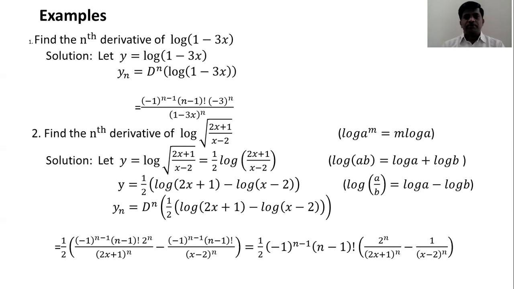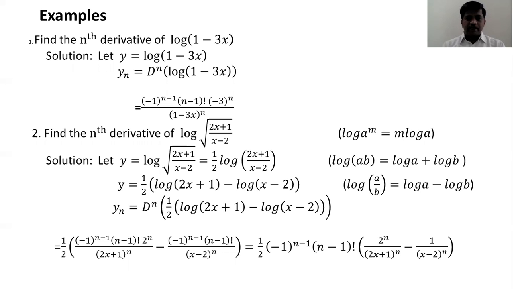Let us see one more example. Find the nth derivative of log of square root of 2x plus 1 divided by x minus 2. Let y is equal to log of square root of 2x plus 1 divided by x minus 2. To simplify this, here we have to apply the logarithmic property log a power m is equal to m into log a. See m here 1 by 2 into log of 2x plus 1 divided by x minus 2. So again we have to apply one more logarithmic property, log a by b is log a minus log b. Log of 2x plus 1 minus log of x minus 2.